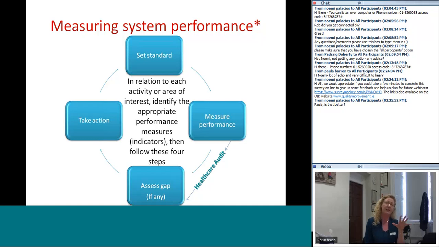So once the standards are set to deal with the key issues that are important for driving the HSE to deliver improved outcomes, health outcomes for the population of Ireland, we come in then in terms of measuring the compliance with those audits and assessing the gap. So where we find compliance, that's great, we give assurance. Where we find a gap, we identify an area for improvement.